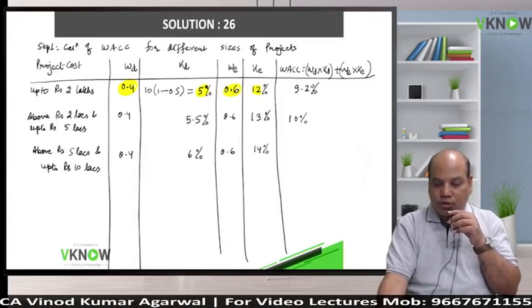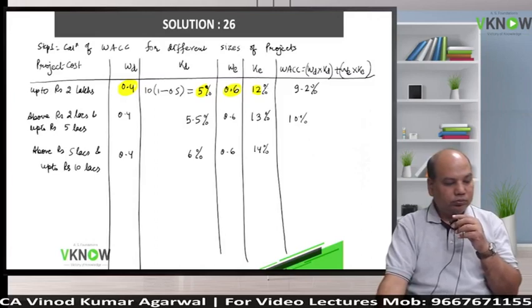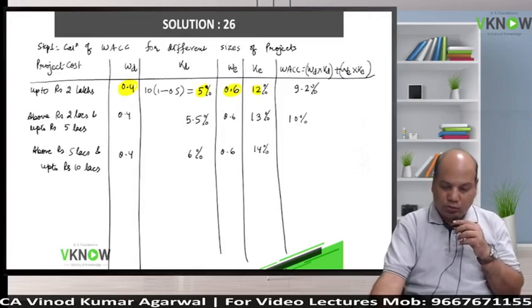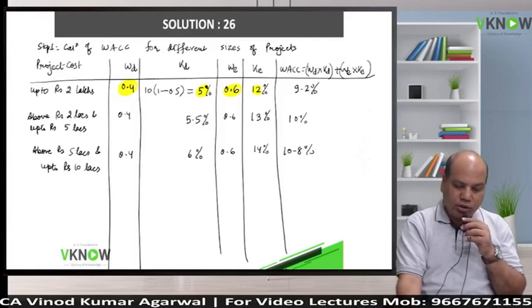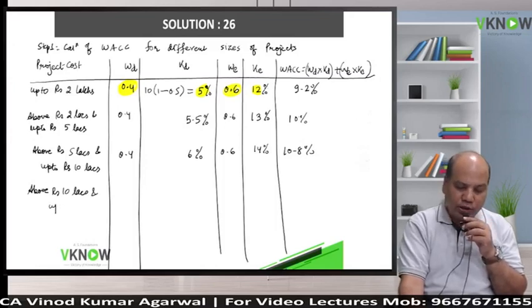0.4 into 6 plus 0.6 into 14. 10.8%. Very good, wonderful. Then write one line blank. First keep one line blank. Above rupees 10 lakh, keep one line blank. Above rupees 10 lakh and up to rupees 20 lakh.